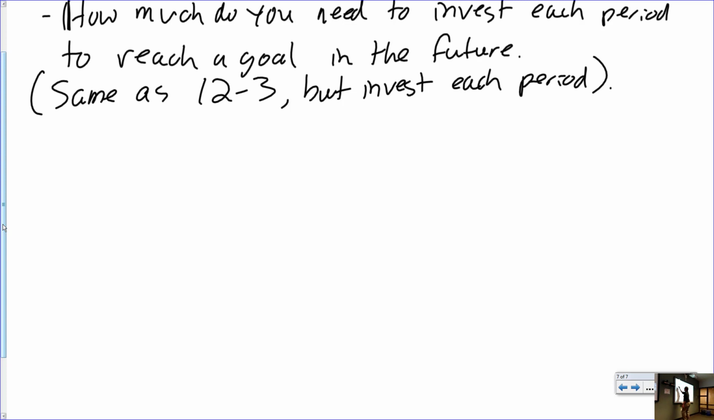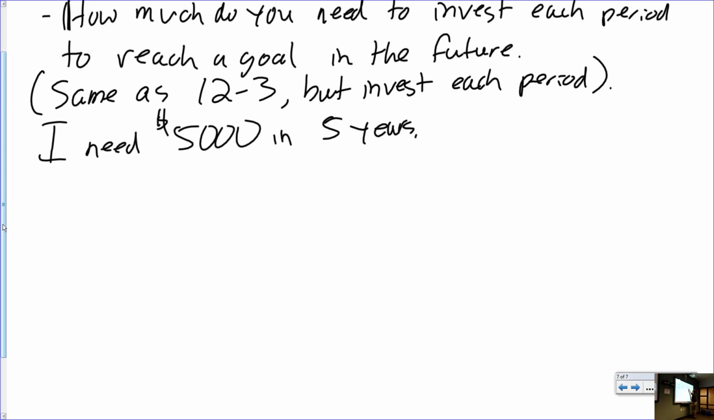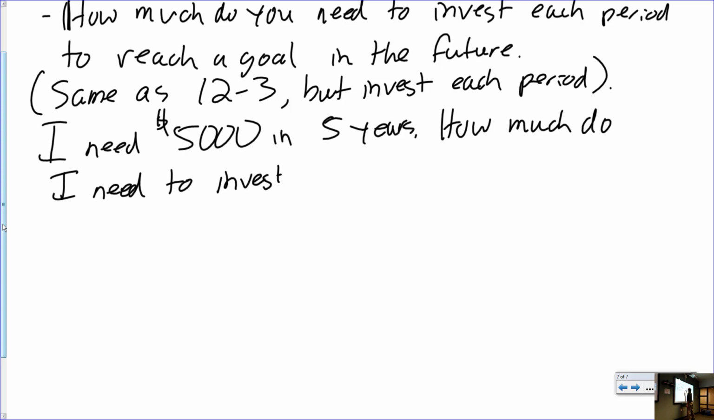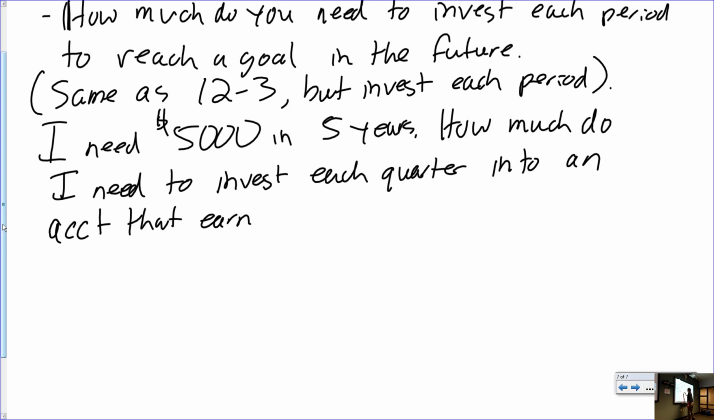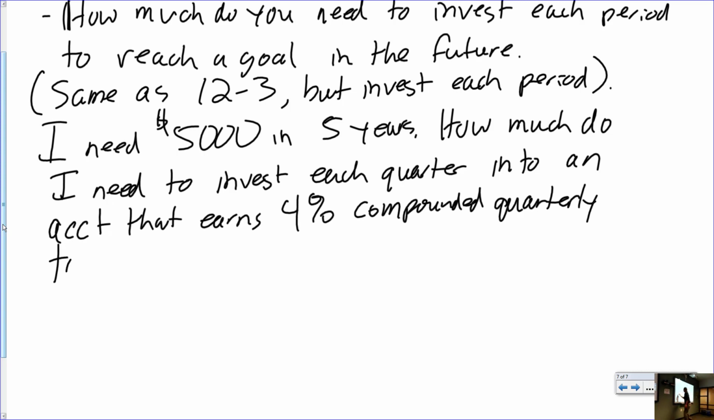Okay. So I need $5,000 in 5 years. How much do I need to invest each quarter into an account that earns 4% compounded quarterly to reach my goal?